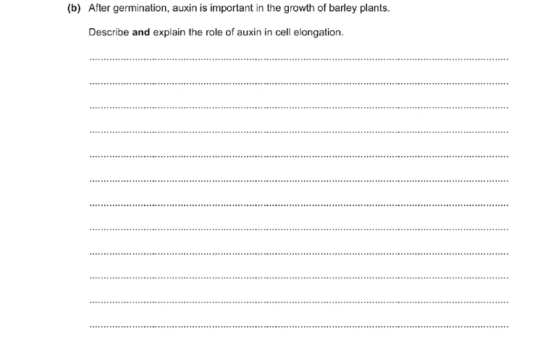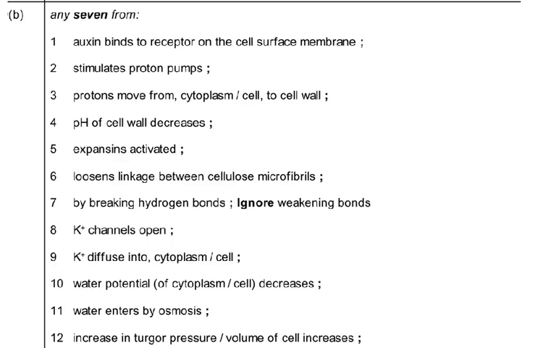Auxin binds to receptor on the cell surface membrane, stimulates proton pumps. Protons move from cytoplasm to cell wall. pH of the cell wall decreases. Expansins activated. Loosens linkage between cellulose microfibrils by breaking the hydrogen bonds. Potassium channels open. Potassium diffuses into cytoplasm. Water potential of the cytoplasm decreases. Water enters by osmosis. Increase in turgor pressure or increase in the volume of cell. Now here's the mark scheme for this, and I feel you need to memorize some of these points.